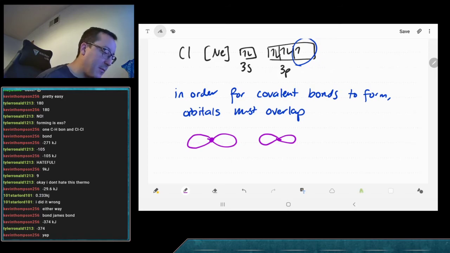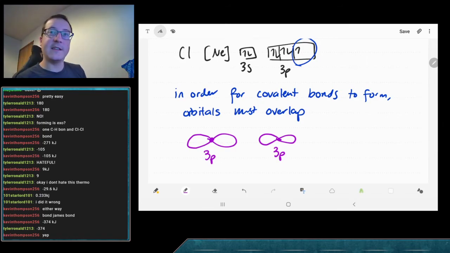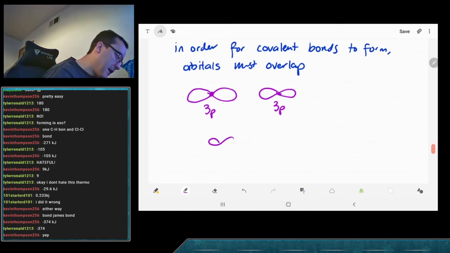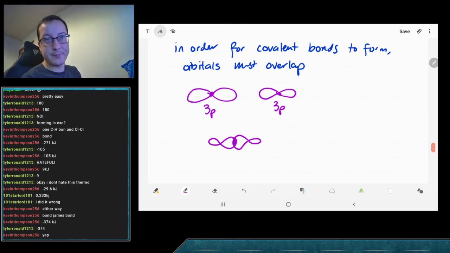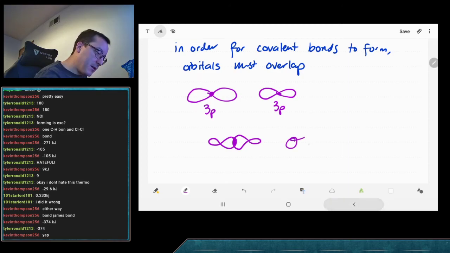We need an overlap to happen. So these are going to be 3p orbitals of chlorine that need to come together for it to bond. So what's going to happen is they're just going to get nice and close, and lo and behold, there is our bond. All right, and so hooray, that is what's going to be called a sigma bond. I don't know why I wrote that in purple also. Here, I'll switch that around. This is a sigma bond.